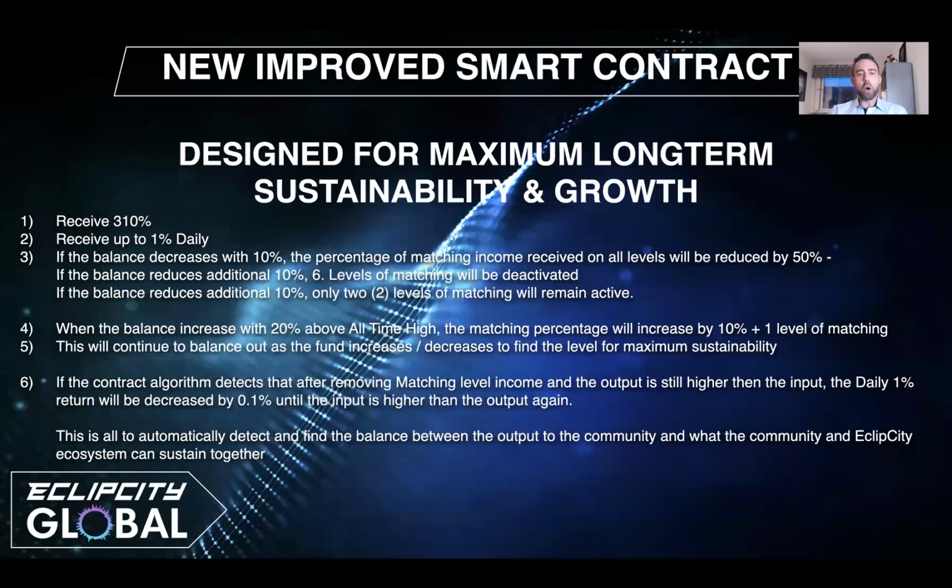This is all to automatically detect and find the balance between the output to the community and what the community and EclipCity ecosystem can sustain together. This is the new and improved smart contract.